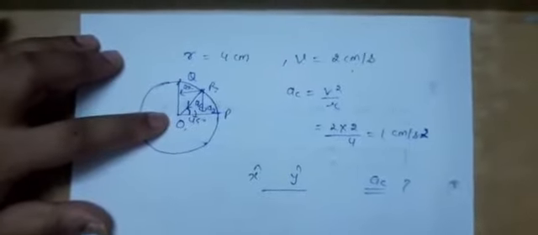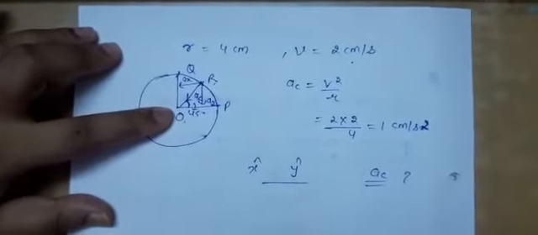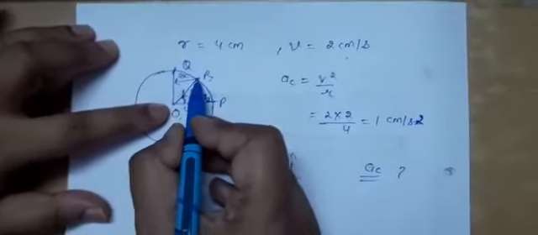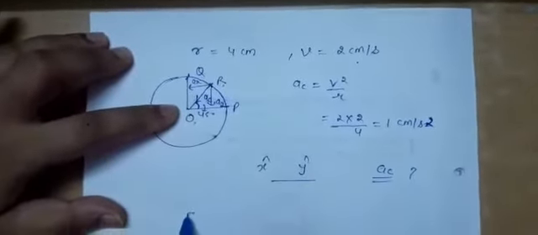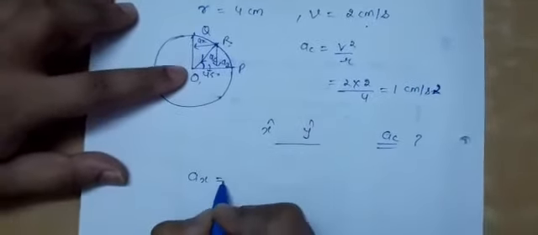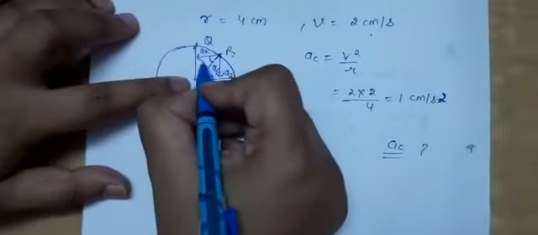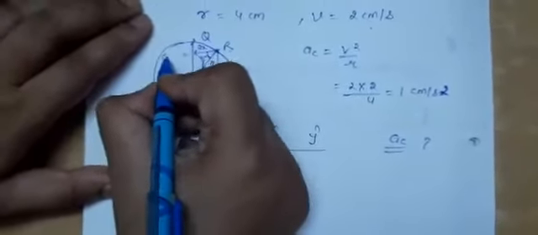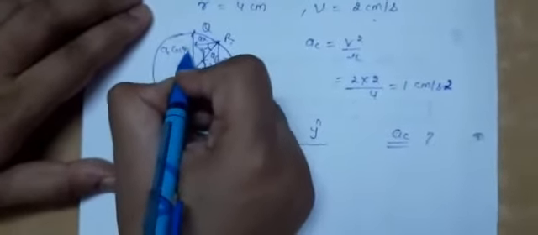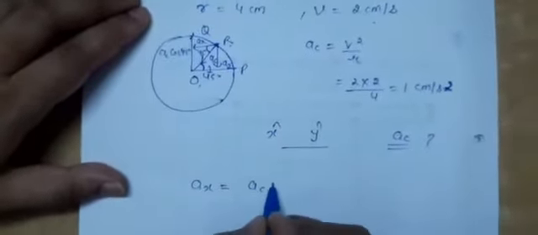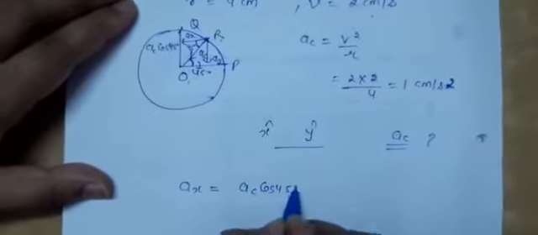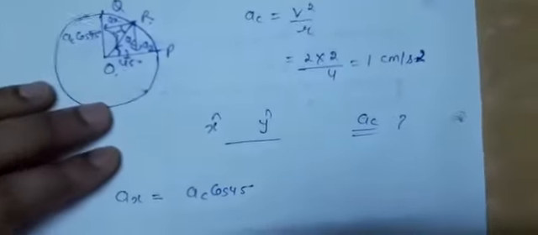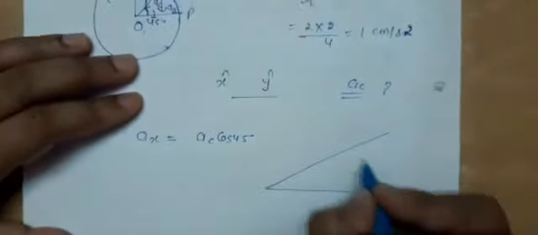So here if this is 45 degree, now what will be the x component? This x component, if this is 45, this will be 45. So this component will be AC cos 45. So AX is AC cos 45. I am repeating it because it is a small one, so I am giving you in detail.